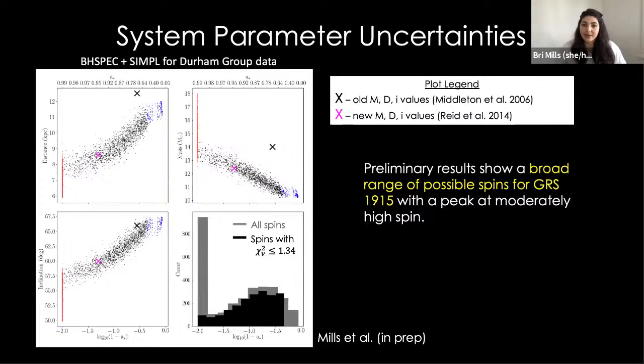And plotted at the top, the x-axis is just the spin by itself for readability, with increasing spin to the left. The bottom right panel is a histogram of all the best fit spins we obtained, and they're shown in gray. And spins with 99% confidence are shown in black. So from these preliminary results with the new constraints, we can see that the best fit spins in this histogram for GRS peak at more moderately high spins with the tail going out to maximal spin. And this is using data from the Durham group. And with that, I'll stop there.